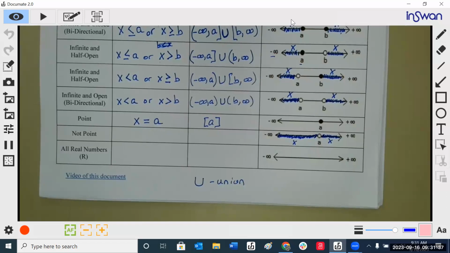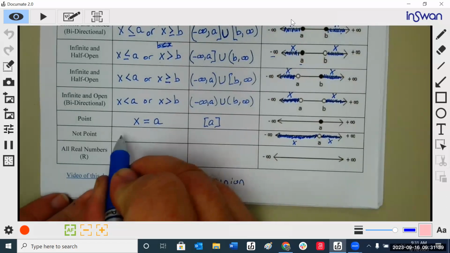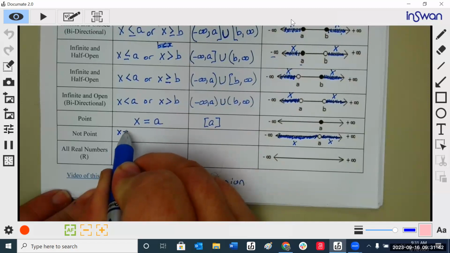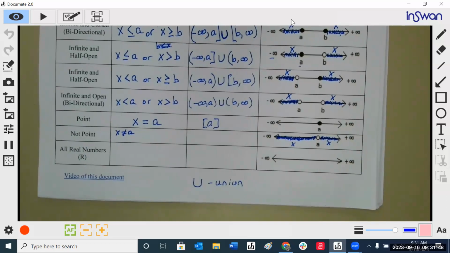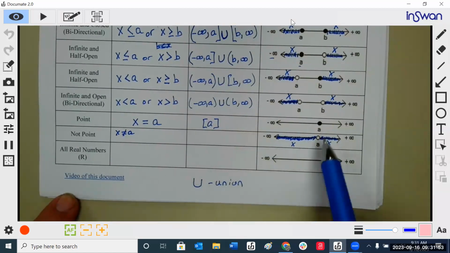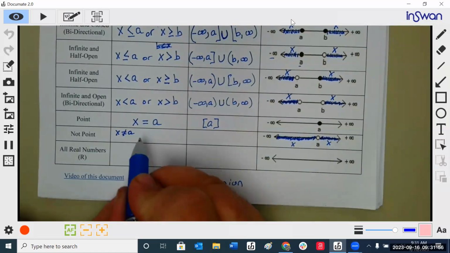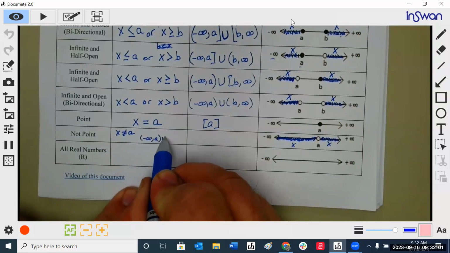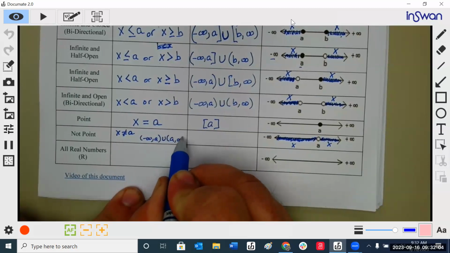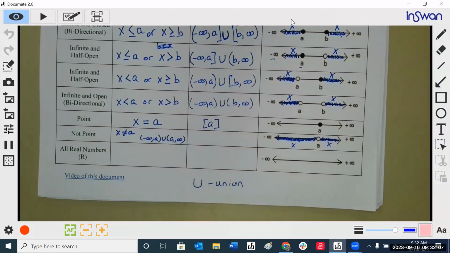That's the easy way. Yes, that's the easy way. Since we did this one, we could say X does not equal A. Very good. Now, if you didn't use that, because it's going bidirectional, we would have to say negative infinity to A unioned with A to positive infinity. And A is open parenthesis on both sides, because you can't use A and you can't use A going to the right.